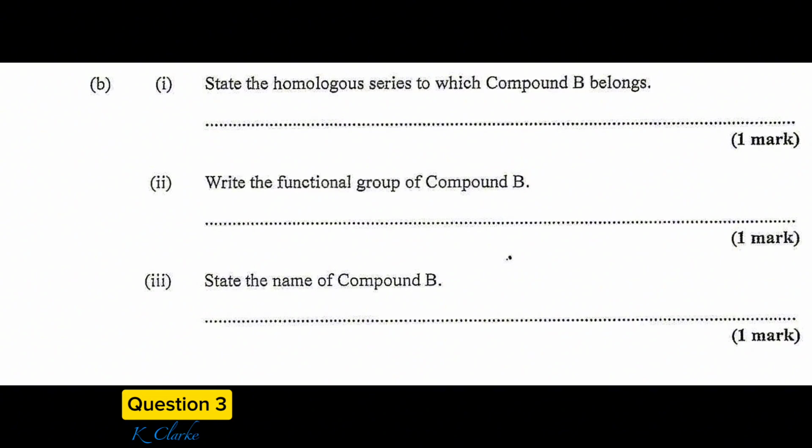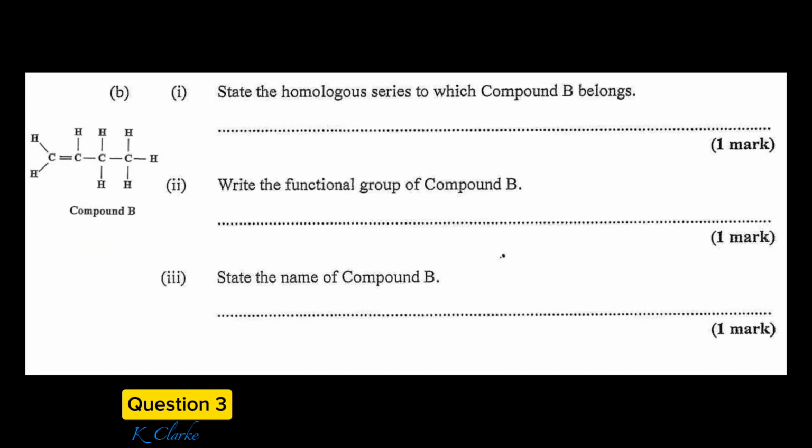B. State the homologous series to which compound B belongs. Since compound B has a double bond between two carbons, the homologous series is alkene. Part 2. Write the functional group of compound B. The functional group is double bond between two carbons. C double bond C.